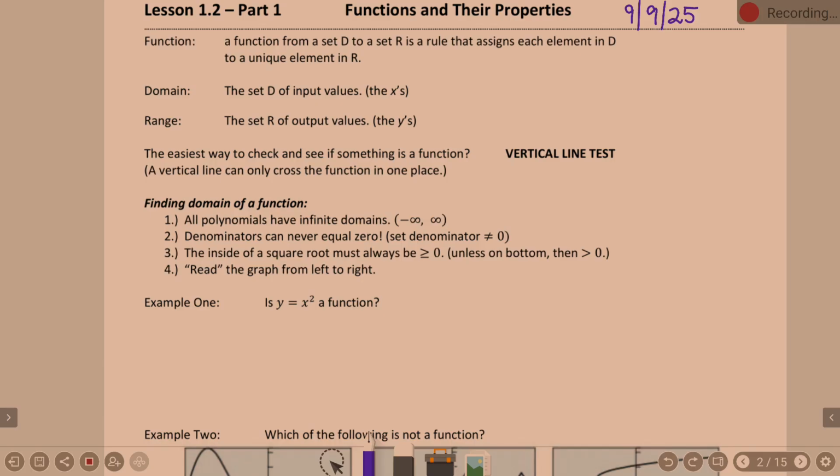Now, a couple of things we're going to talk about. The easiest way to check and see if something's a function, if you have a list of x, y values: look at the list of x values and make sure none of the x's repeat. If they do repeat, make sure they each go to their own y's. You want to make sure that you don't have one x value going to more than one y. That's what I want to say.